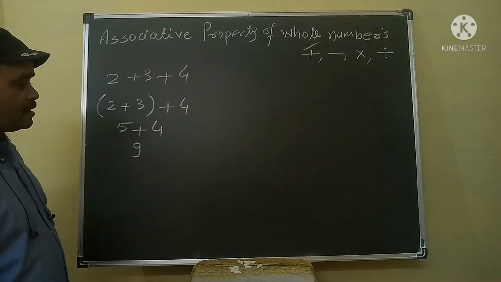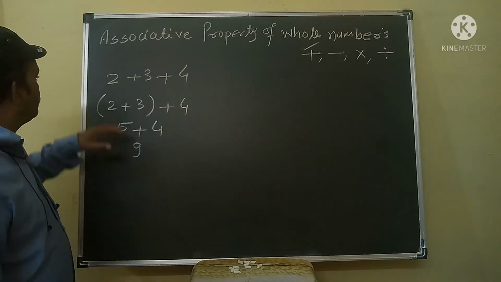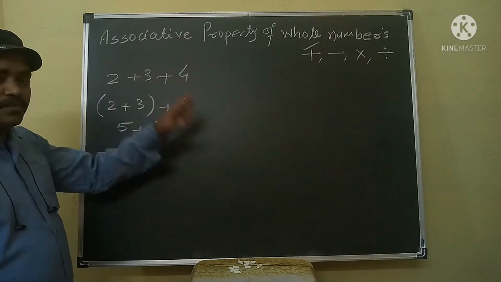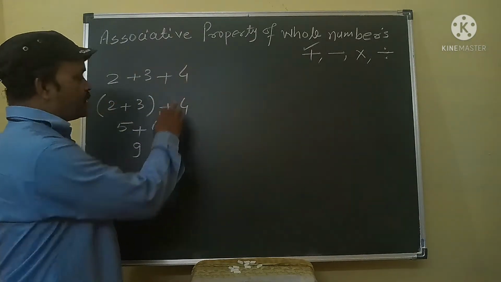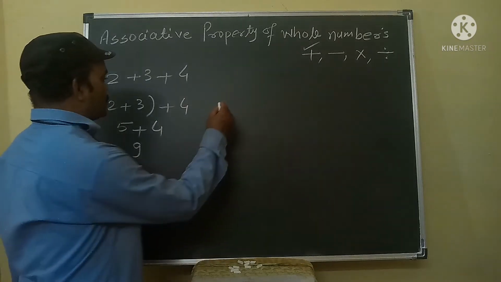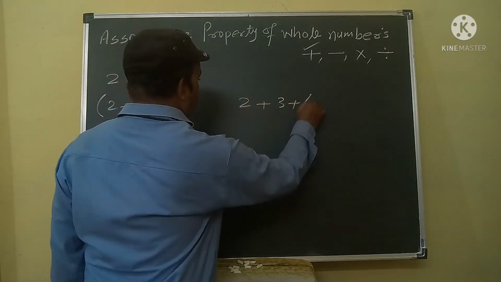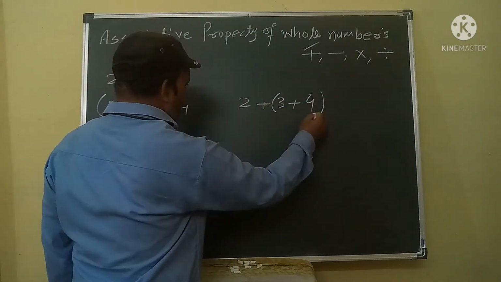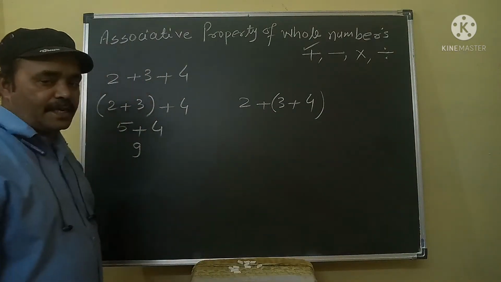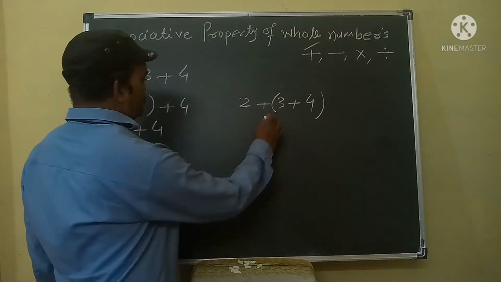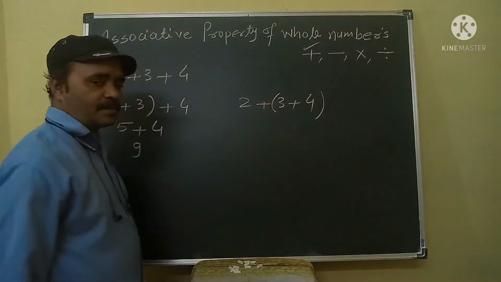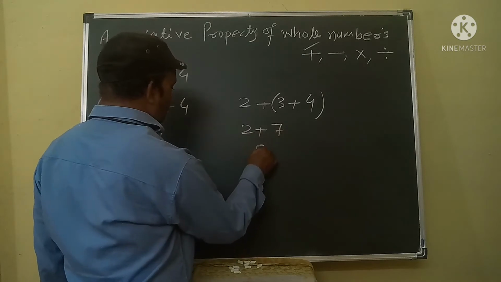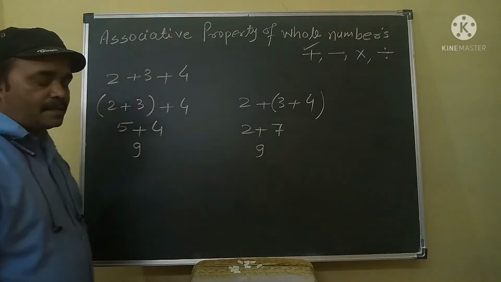Suppose in the second method, what will you do? In the second method, we will group the other numbers. In the second method, we will make the group for 3 and 4. That means 3 and 4 will be in the bracket. 3 plus 4 is 7. 2 plus 7 will give you 9.